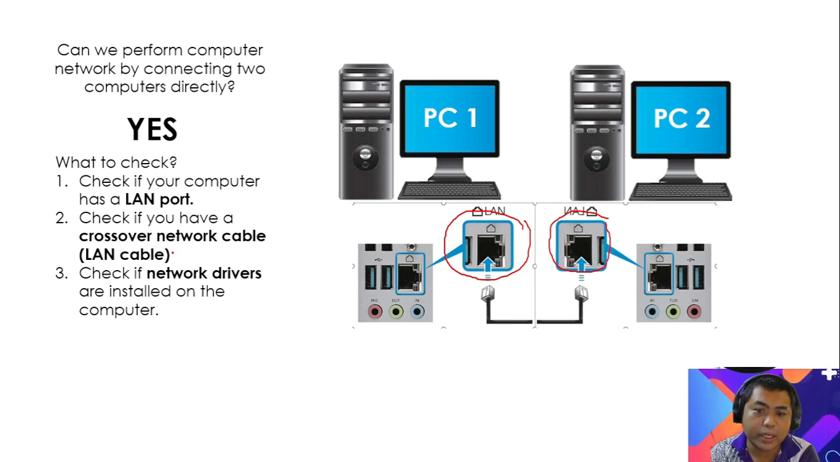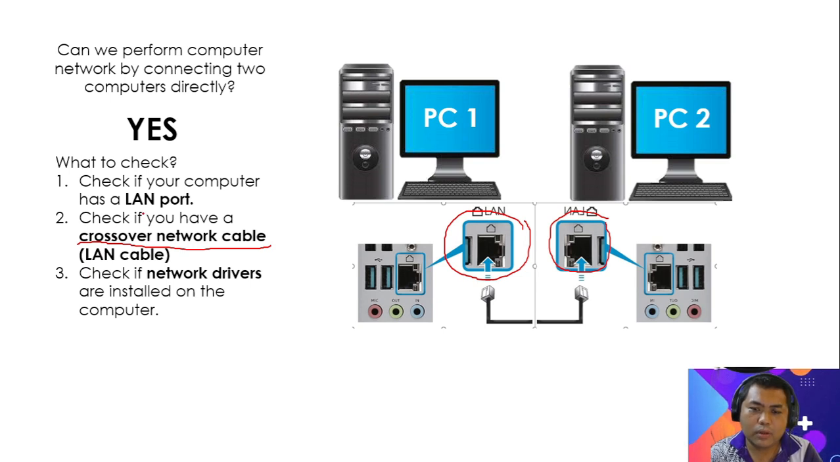This is your network cable, ma'am, sir. The color is usually blue or gray. So, this is a crossover network cable. But in the computer setups in our computer labs, usually, it is straight through. So, anyway, we will discuss that later on.